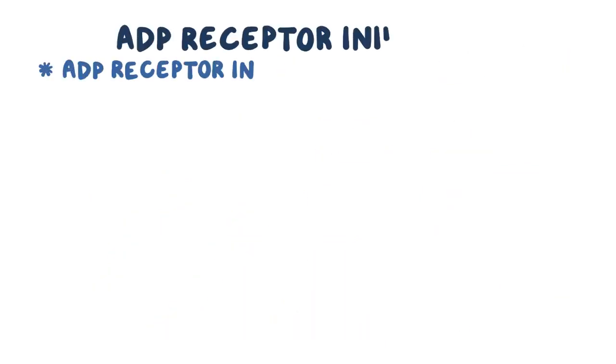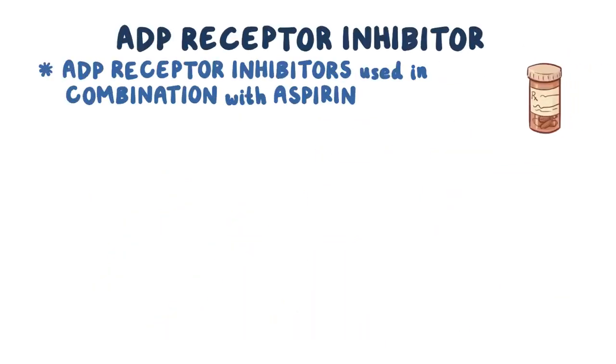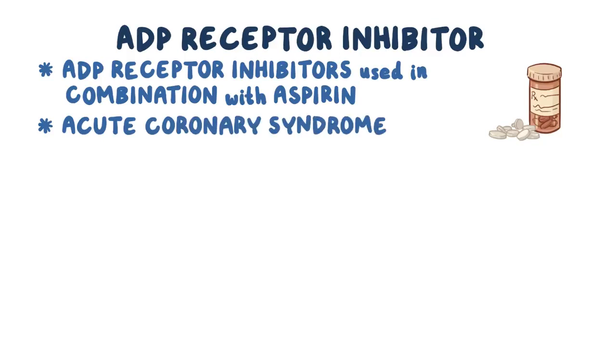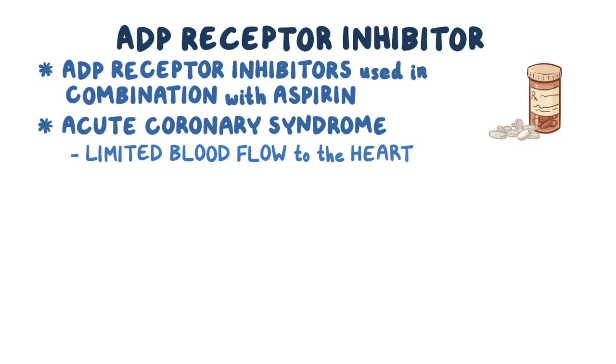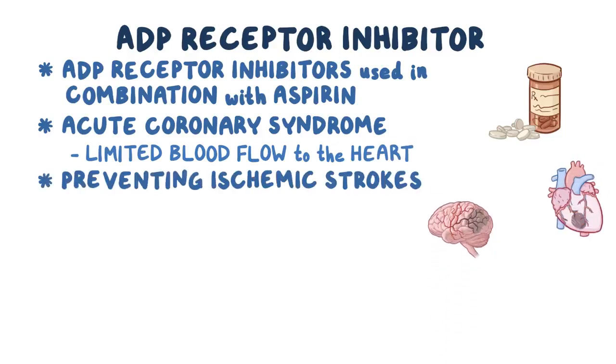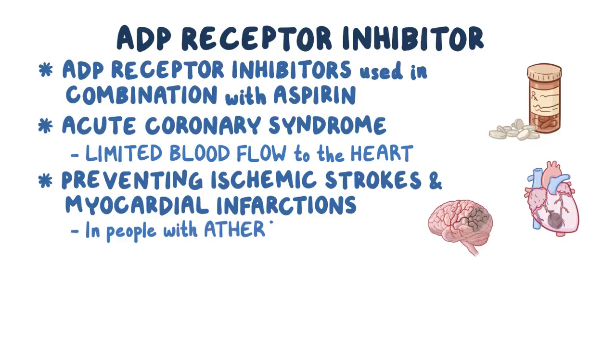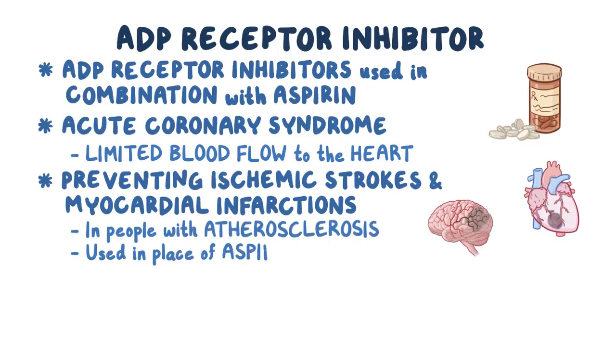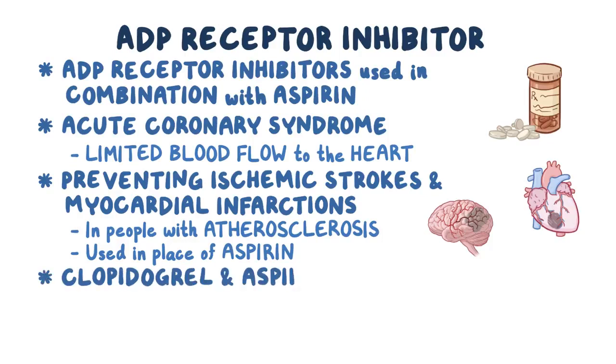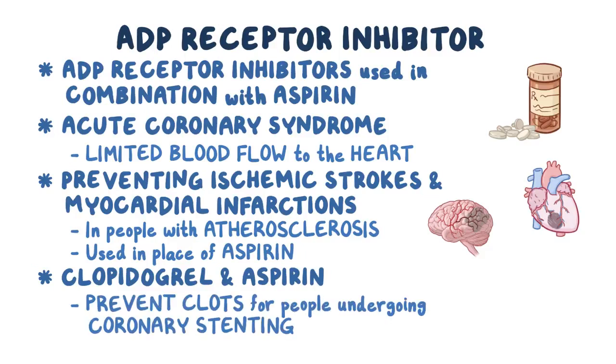The ADP receptor inhibitors are used in combination with aspirin for the treatment of acute coronary syndrome, which is a spectrum of symptoms that arise when there is limited blood flow to the heart. They are also effective for preventing ischemic strokes and myocardial infarctions in people with atherosclerosis, and can be used in place of aspirin if the person has an aspirin allergy. Additionally, the medication clopidogrel has been used in combination with aspirin as a pretreatment to prevent clots from forming for people undergoing coronary stenting. This is a procedure where blocked vessels in the heart are kept open using a tube-shaped device.